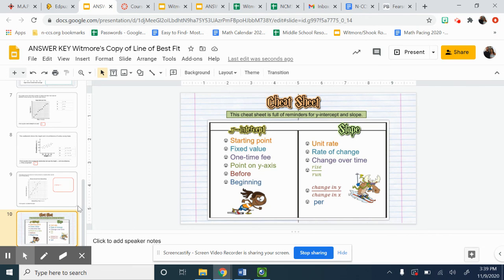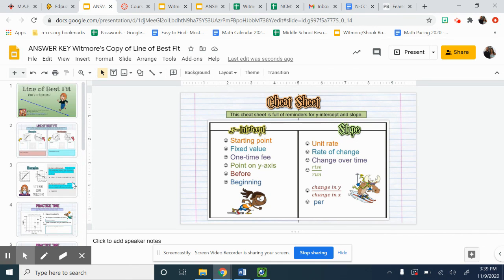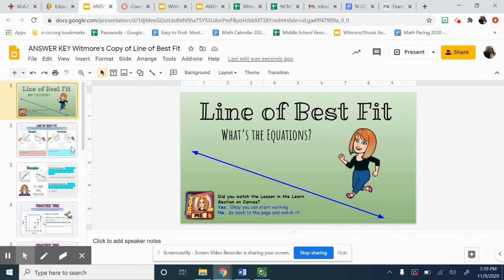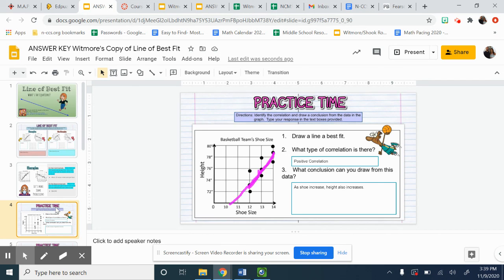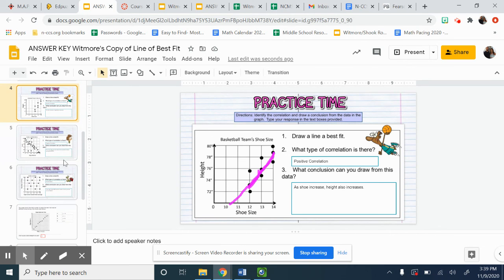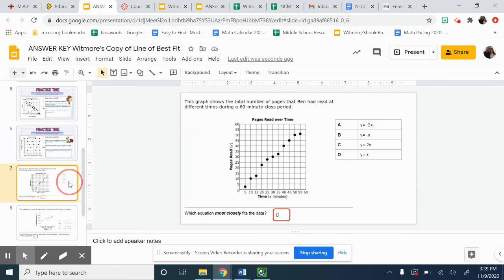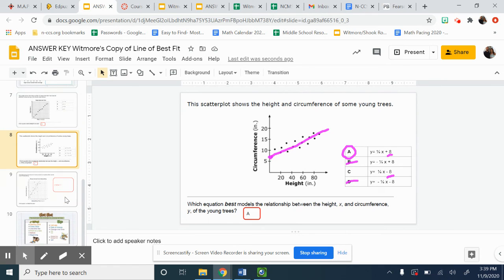So I hope that going through this step by step with you, you were able to keep up and find some useful information. So now that you've watched the Edpuzzle, you're going to go in and actually fill out the slides for yourself.